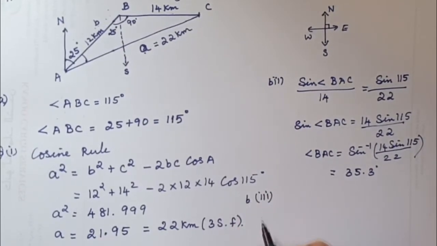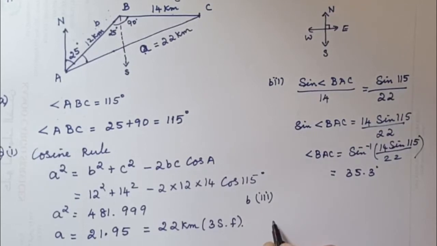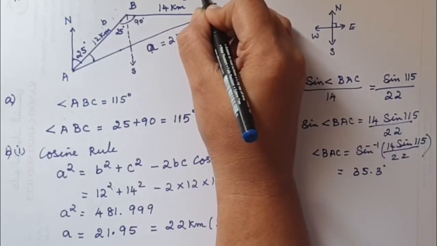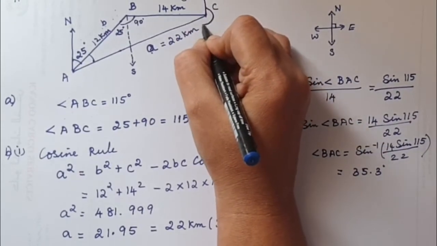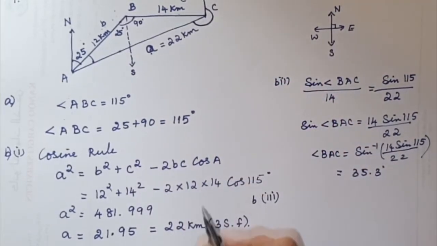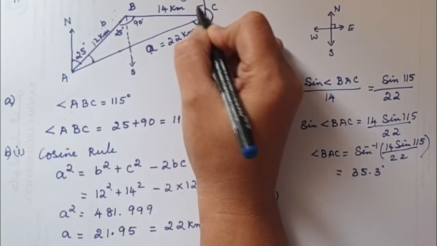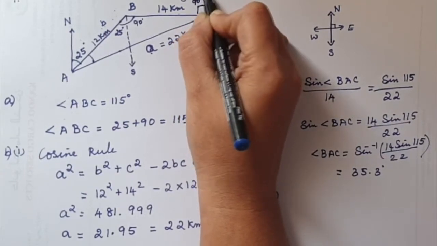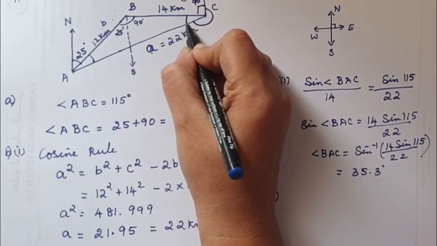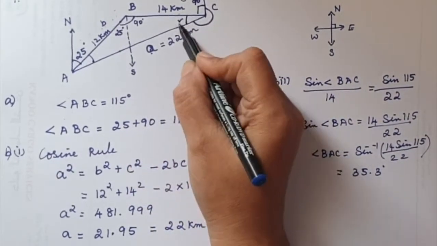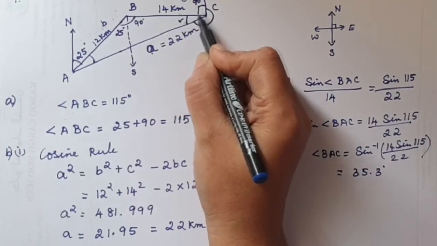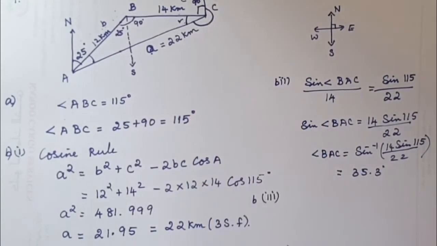B3. In order to do B3, you have to calculate the angle of A from C. From C, you draw the north at C, and this angle we need to calculate. We know this angle is 90, because this is the north and this is the eastern line we have drawn. So if we can find this angle, we can add these two. 360 minus these two will give us this angle, which is our required bearing.